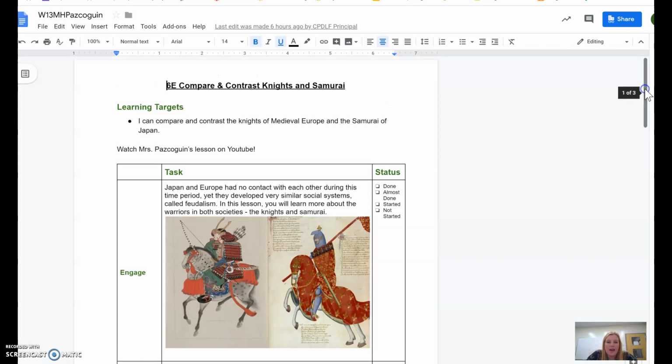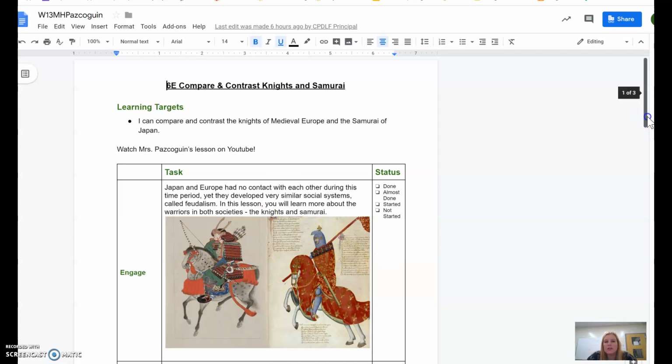Okay, so the past few lessons you have been looking at the feudal system. It's funny because Japan and Europe had zero contact with each other, and yet the way their society was organized was very similar with what's called the feudal system, a hierarchy, like you learned in last week's lesson. And so what you're learning more about are the warriors in both societies, the samurai and the knights.